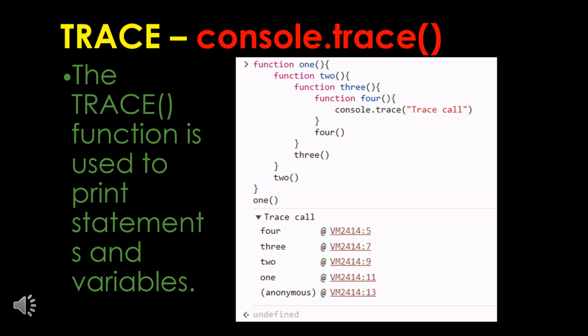Console.trace statement, so the trace statement is used to print statements and variables. So we can see the trace statement which is tracing throughout the functions, inner functions which I have already given. So you can see there are 4 functions executed, and the 4 functions are listed in the trace call below. So through this you can see how many functions or how many classes it has come from.